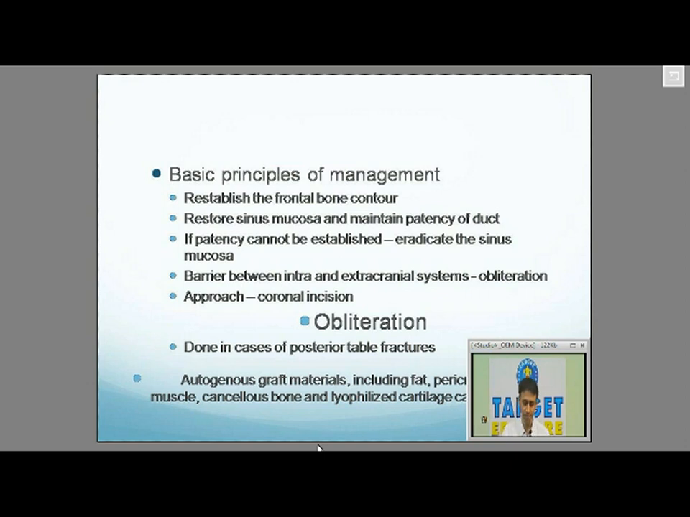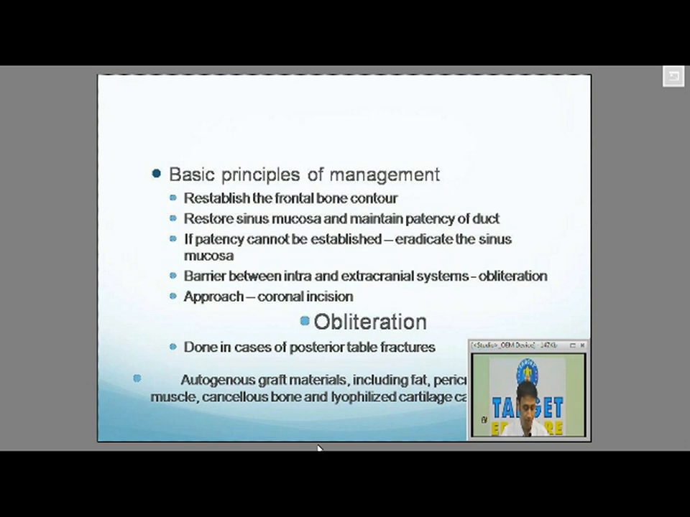Now the question asked in the AIIMS SR exam for frontal sinus fractures was: for obliteration of frontal sinus, all are correct except, I'll repeat, for obliteration of frontal sinus, all are correct except. Option A, done with fat or bone; option B, done in anterior table fracture and obstruction of frontal nasal duct; option C, done in posterior table fracture; option D, done in comminuted fractures. Now we'll go into detail of each of the options.